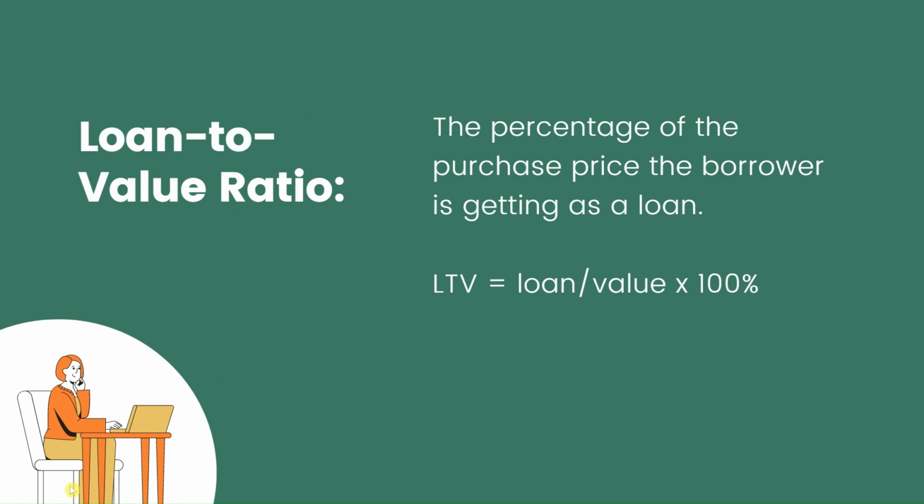Loan to value ratio. This is the percentage of the loan amount to the purchase price. So, how much of the purchase price is this borrower getting as a loan? So, for example, the purchase price is $100,000 and you're getting $90,000 as a loan. Your loan to value ratio would be 90 divided by 100, and then you multiply that by 100 as well, and that will give you 90%.